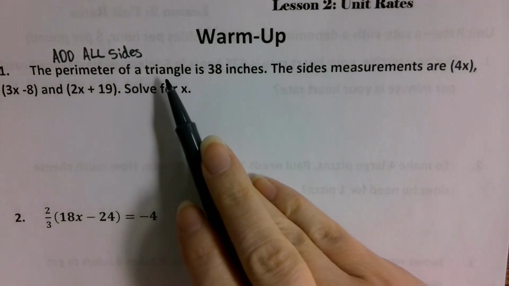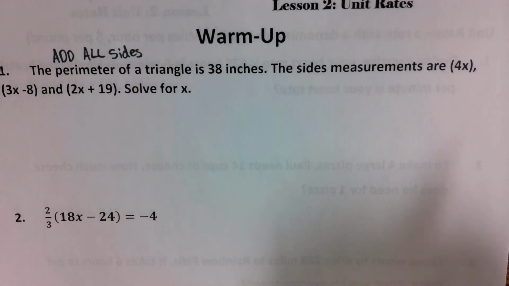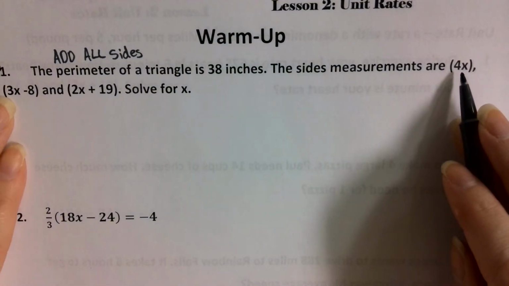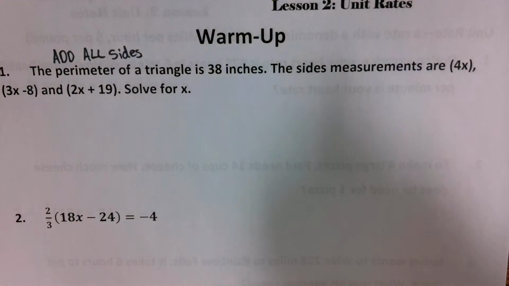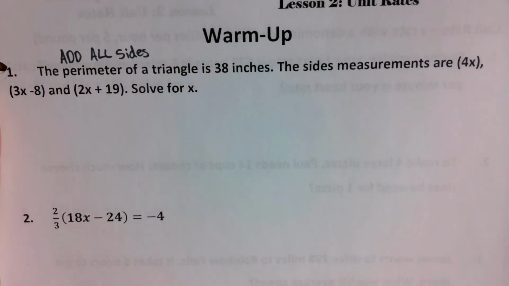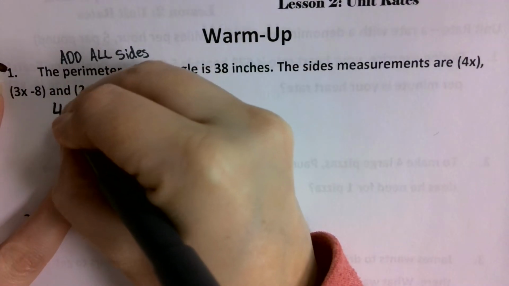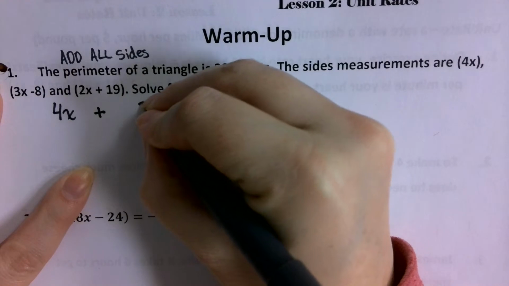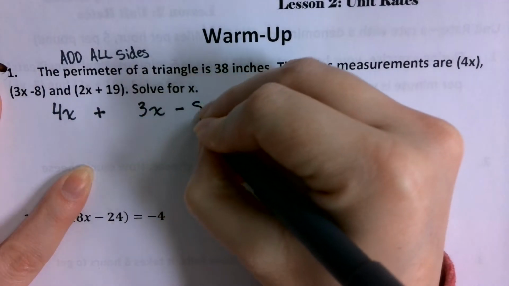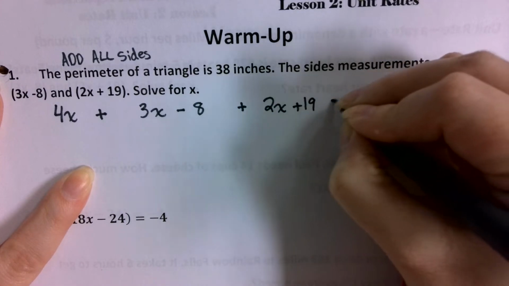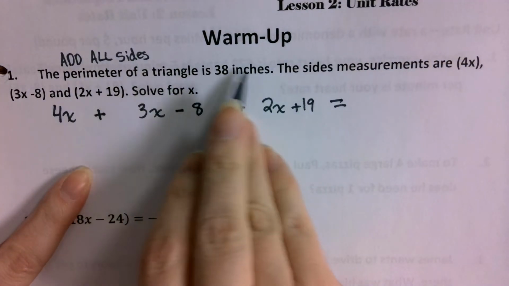In this case, it's a triangle, so there's only 3 sides. So we're adding those sides together, which happens to be 4x, 3x minus 8, and 2x plus 19. We're adding those values together. So I'm going to go ahead and write that out. 4x plus 3x minus 8 plus 2x plus 19. And the whole thing is going to be equal to the perimeter, which is 38.